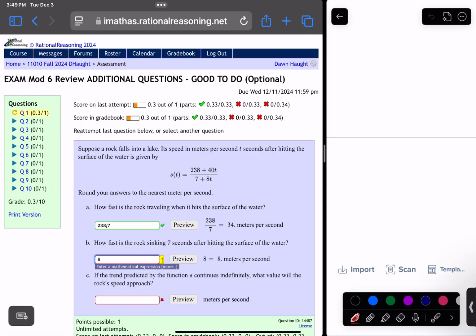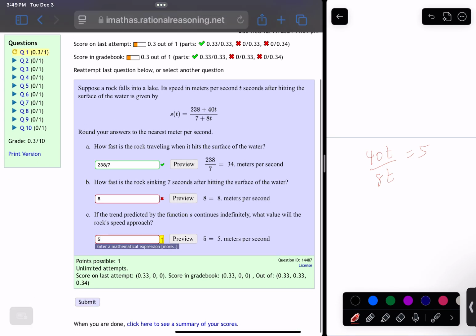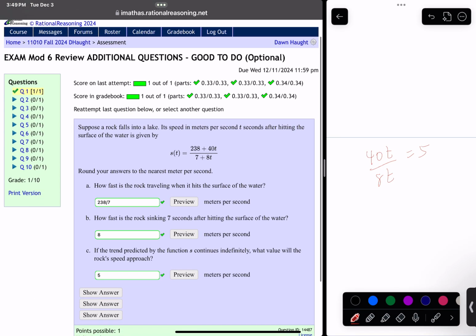Then it says that the trend predicted by the function continues indefinitely. What value will the rock's speed approach? Over time, if this lake doesn't have a bottom that we have to worry about, if it's just sinking and sinking, that's really the end behavior. What is happening over the long term? If we look at the function, we are really thinking about the 40t and the 8t, and that reduces down to 5. That is what we do when the top degree and the bottom degree of our fraction match. So that's why the answer is 5. That is question number 1.